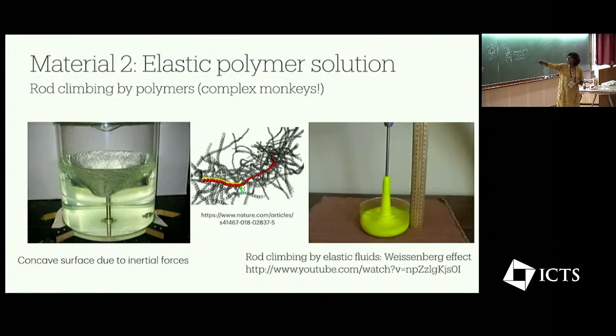Just look at it, versus the ruler. It will go all the way up. Okay, so how much it climbs is also something that you can control, right?